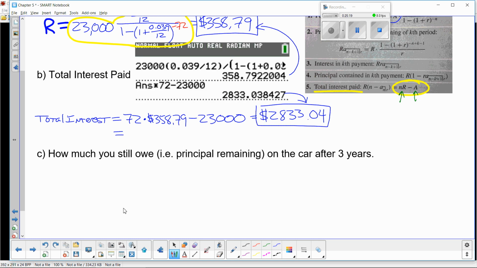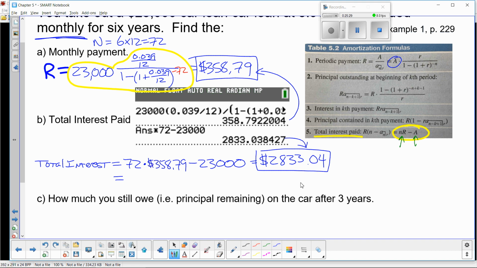All right, so how much do you still owe, i.e. your remaining principal, on the car after 3 years? So that's formula 2. So we're going to use this formula here. All right, that formula there.